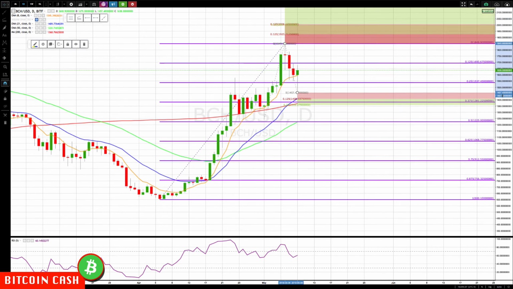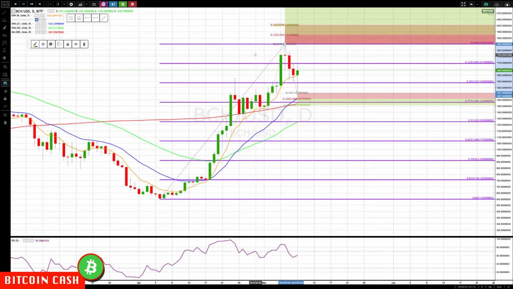Again, 1693 next target. Then we'll be looking for, there's some resistance right around the 1763 area right in here. Then we'll be looking for a return to the 1850, 1924, 1925, and 2000 levels. That's what we have for you on Bitcoin and Bitcoin Cash.